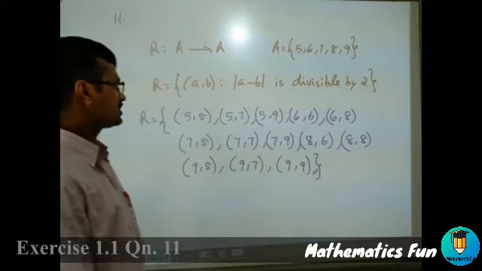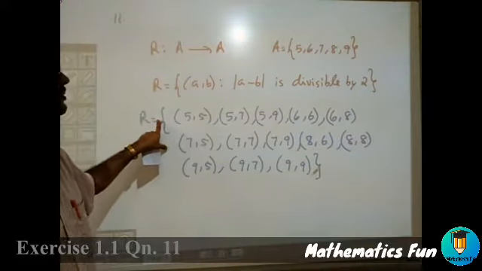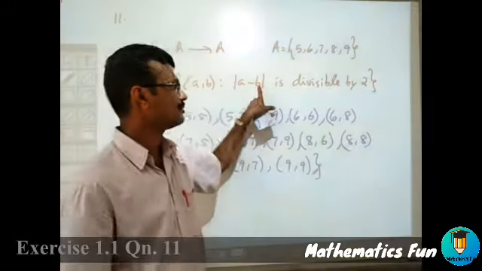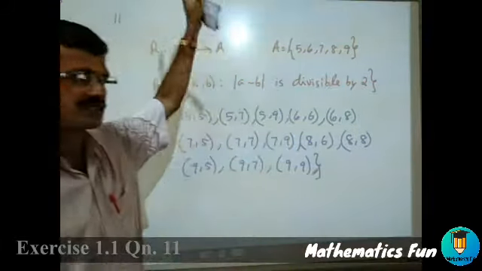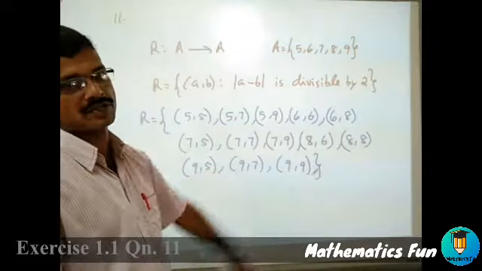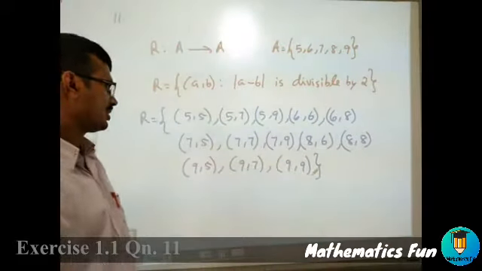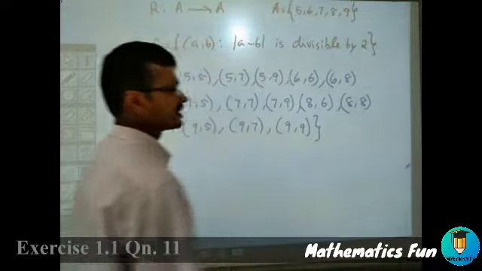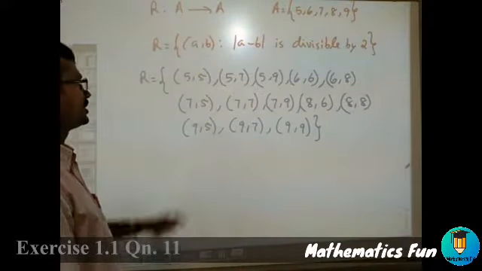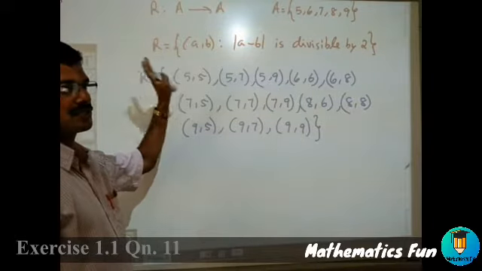So these are the elements of this relation. First of all, I wrote the elements of this relation by looking at the selected elements from the Cartesian product. Now we have to prove the relation is an equivalence relation, so we have to check whether it is reflexive or not. Reflexive means an element must relate with itself.